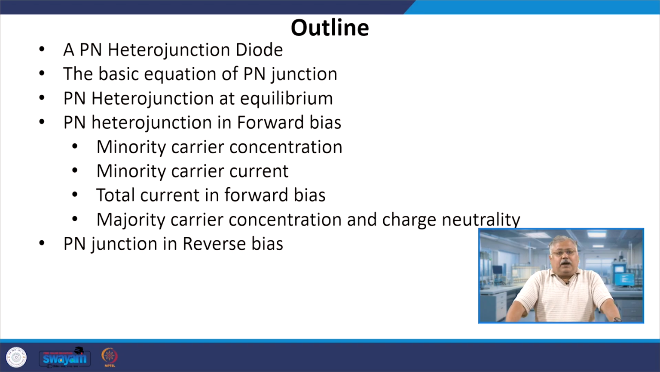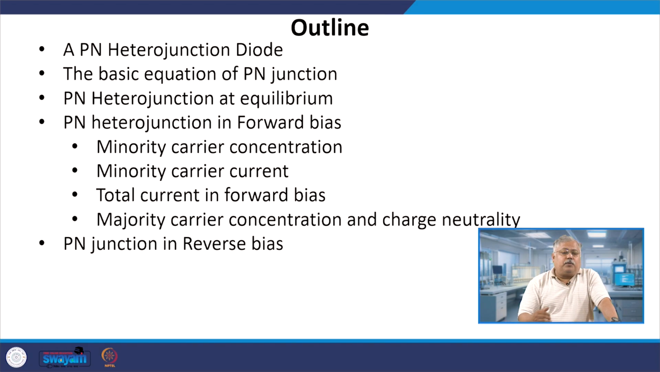The first part we will do is look into the basic equation of a PN junction. Before that we look into equilibrium, then forward bias, and within forward bias we will look into minority carrier concentration and its movement and what the total current is in forward bias. Finally we will end up with majority carrier concentration and charge neutrality, and then the same heterostructure in reverse bias we will have a look at the functionality.